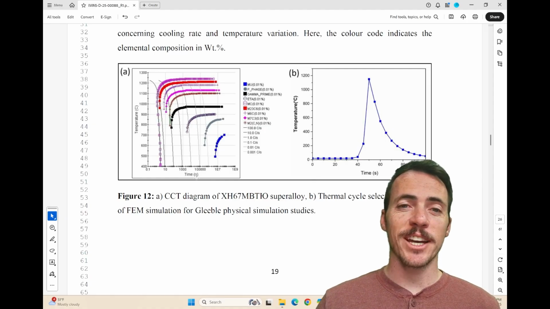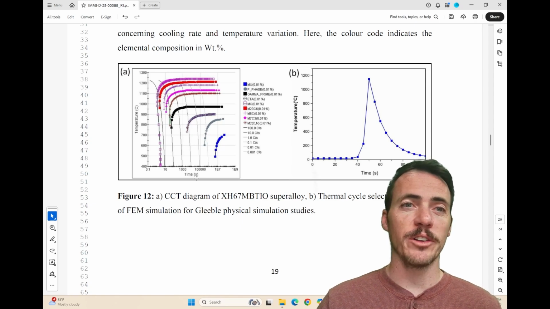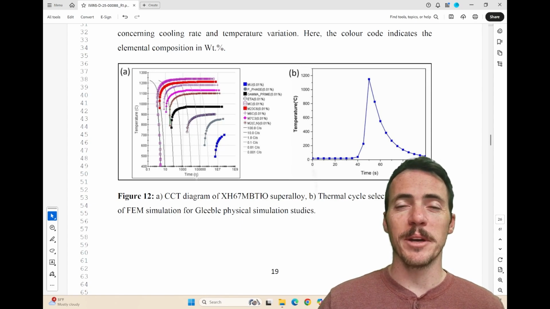So I invite you to check it out, what I think is a really important and slick application of ICME with nice experimental validation, published in Integrating Materials and Manufacturing Innovation.